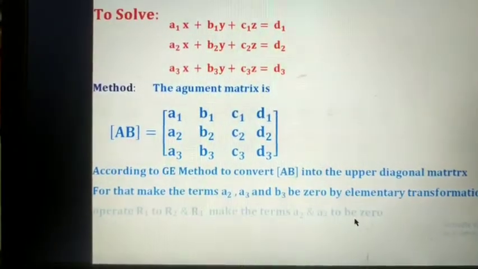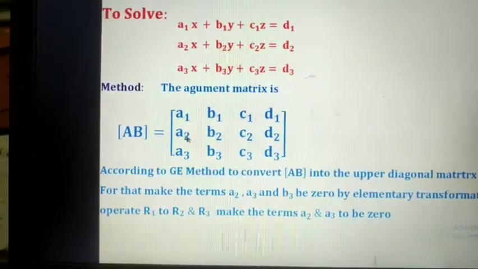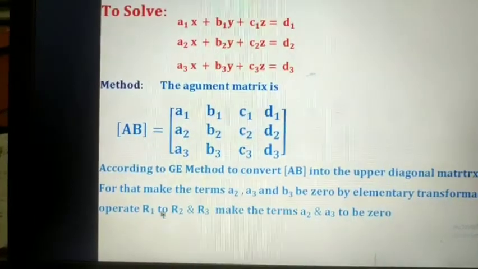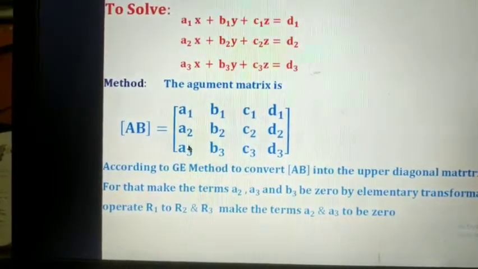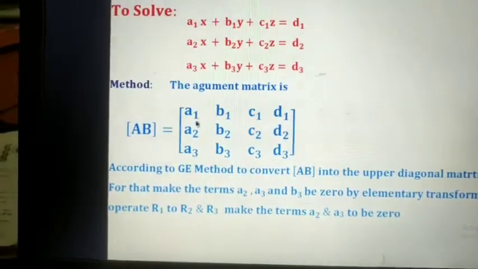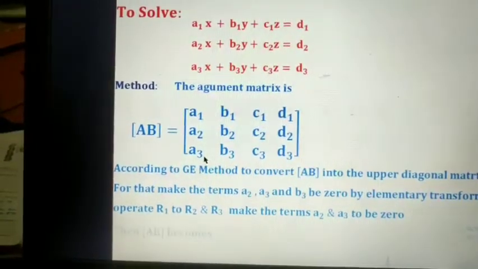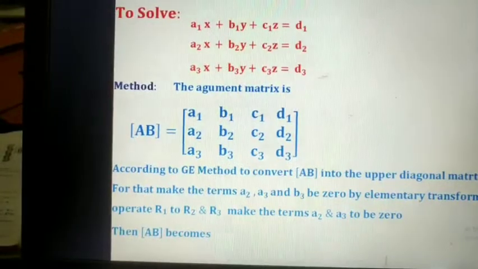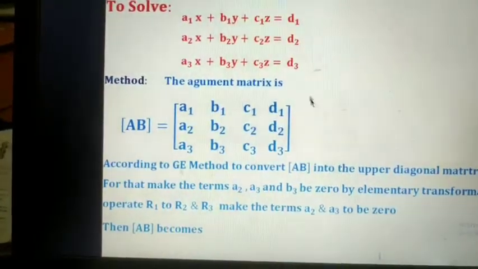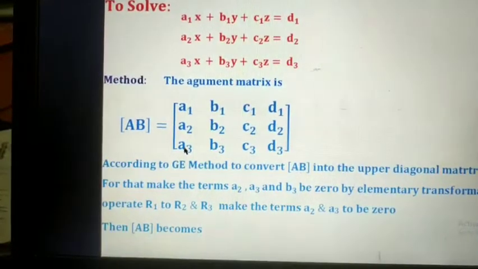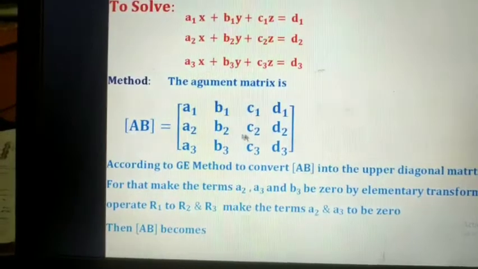For that, the process is to operate the first row on the second row and third row. Operate R1 on R2 and R3, and make the terms A2 and A3 to be 0. With the help of this A1, first make the terms A2 and A3 to be 0. For that, what does the augmented matrix AB become? Whenever I operate with A1 on the second row and third row, A2 becomes 0, A3 becomes 0. The remaining terms are changed.